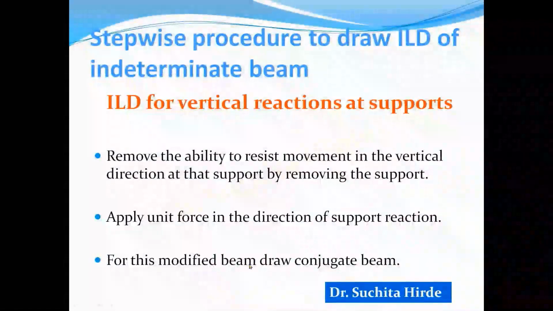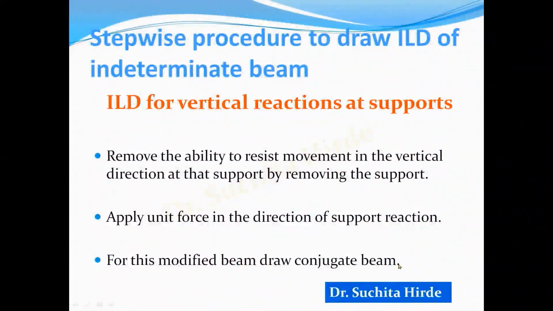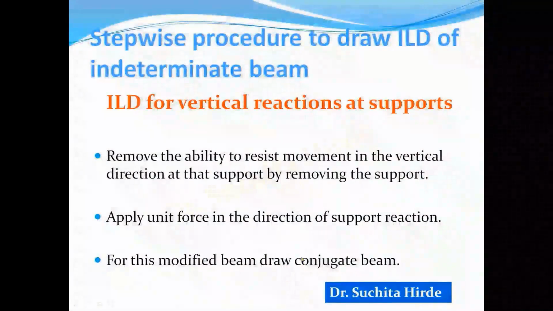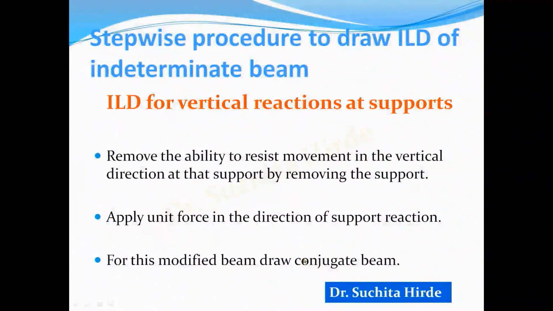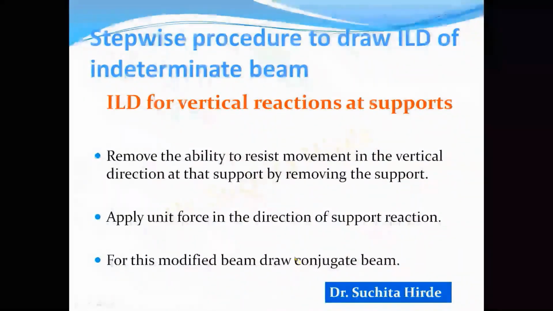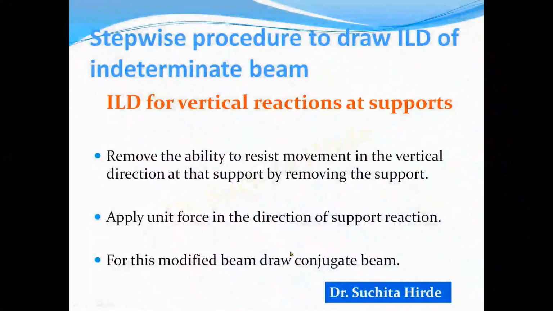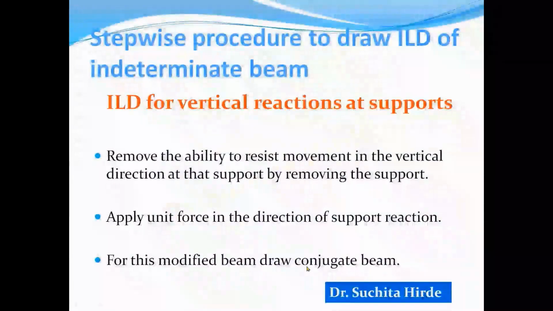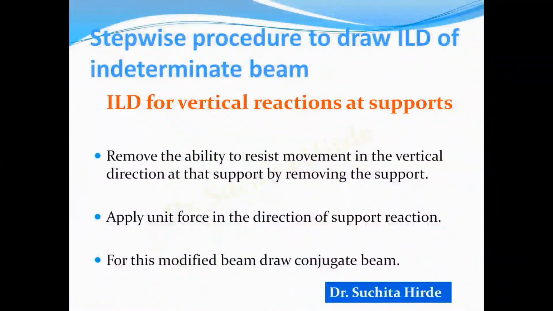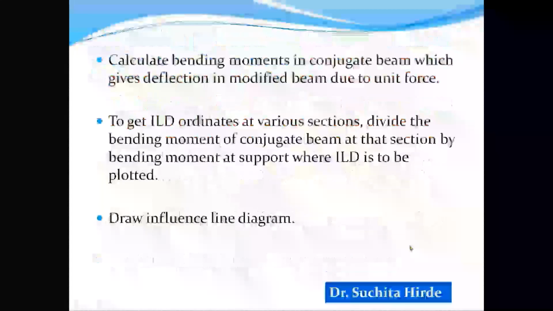Then for this modified beam, draw the conjugate beam. Now why are we drawing the conjugate beam? Because the Mueller-Breslau principle says that the deflected shape itself is the influence line diagram, and therefore we want to draw the deflected shape. To draw the deflected shape, we have to use a method by which we can calculate the deflection. So here I am using the conjugate beam method to calculate the deflection, and therefore we will modify the beam and draw the conjugate beam.